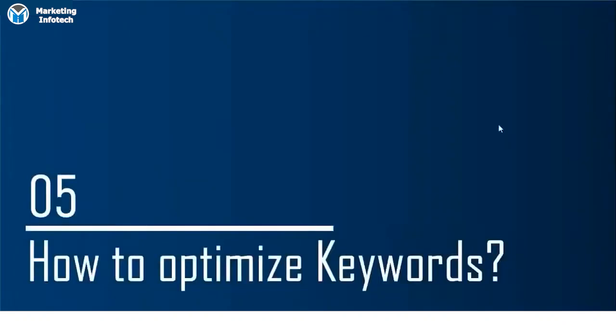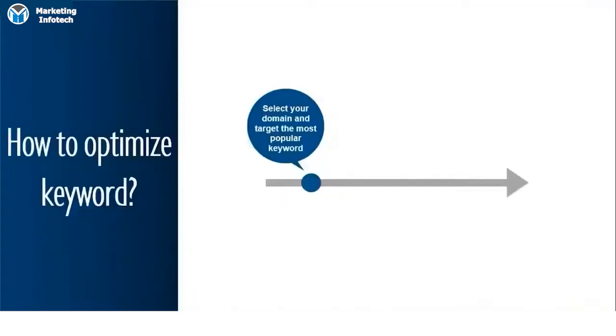Let's talk a bit more about how to optimize our keywords. Select your domain and target the most popular keywords. For example, if you have a business of home decor products, ideally, you should choose a domain name users can easily relate to and that reflects your business. Let me take the example of Home Center.